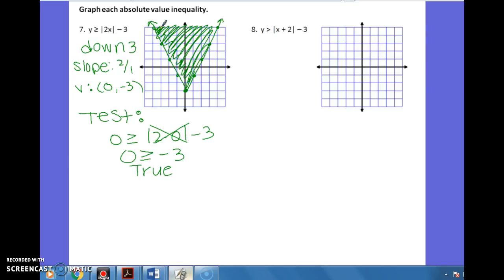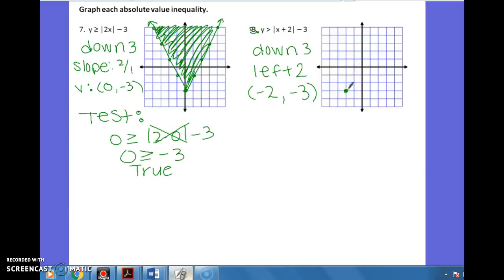How about the next one? Yours is actually 5. What are the transformations in 5? Good. So that's my new vertex, right? The left 2 tells me -2. The down 3 tells me -3. That's my vertex. That's what the downs and the lefts tell me. So left 2 and down 3.